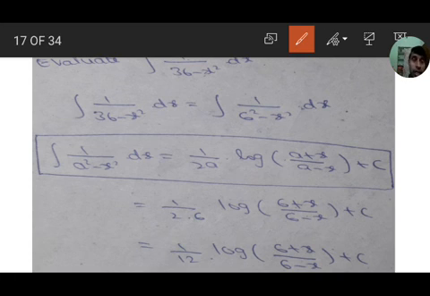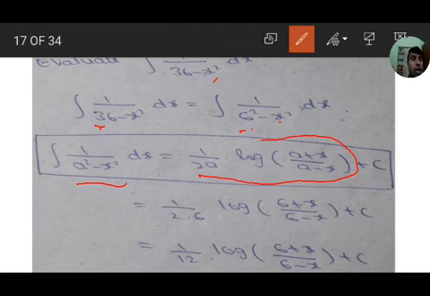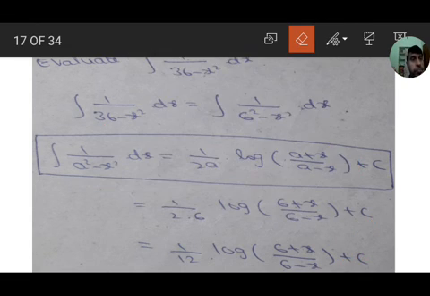The x square coefficient is already 1. 36 can be written as 6 square. If it is not exactly a root, you have to write square root of whole square. 6 square minus x square, that is a square minus x square, formula 1 by 2a into log of a plus x by a minus x, where a equals 6. So substitute the value, we get the answer. Let us move to the next problem.